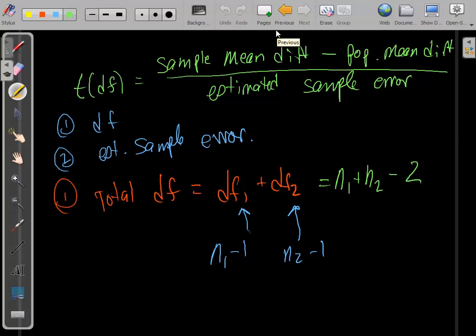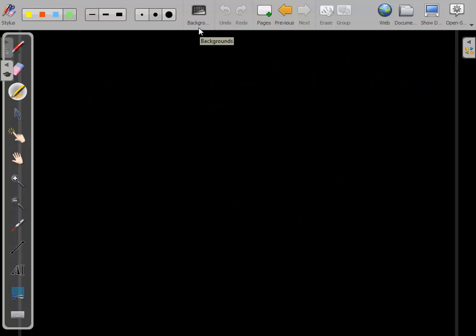Okay, this estimated sample error needs a little bit more work, and so let's revisit real quick the main assumptions. One, we have to have independent samples.